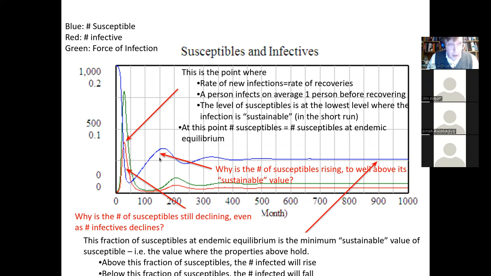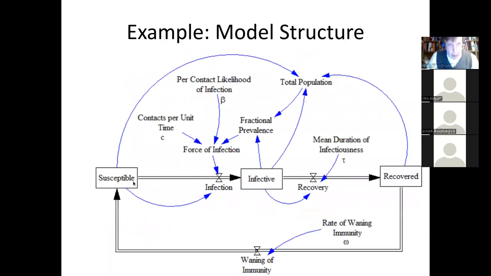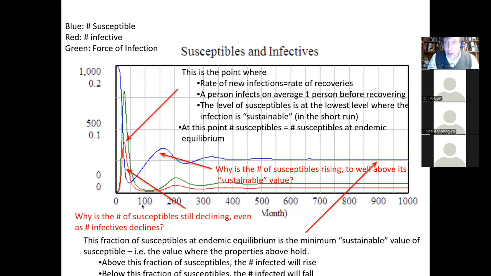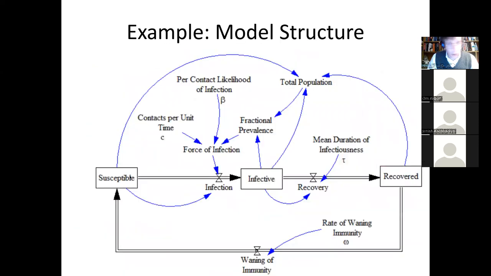Remember, blue is susceptibles. See that bottom? When susceptibles is flat at the bottom, what is it telling us about the model in terms of flows? If susceptibles is flat, it's not going up, it's not going down, it's in balance. What does that tell us about the flows with respect to susceptibles? The number of what equals the number of what?